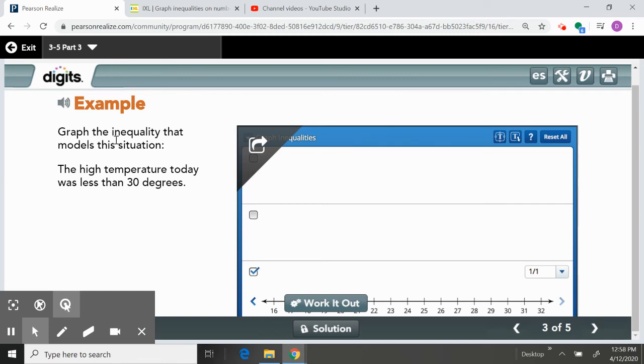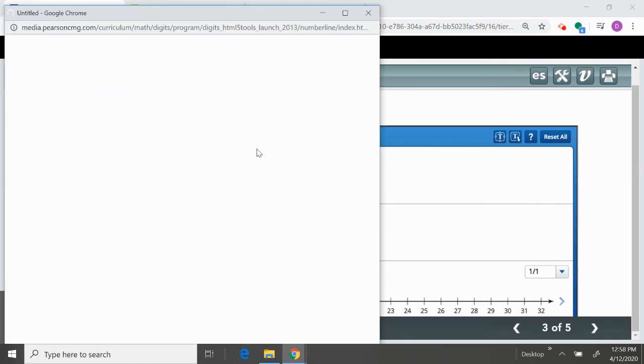So it says graph the inequality that models this situation. The situation says the high temperature today was less than 30 degrees. So there's our keywords there, less than 30 degrees. So was it more than 30 degrees? No. Was it 30 degrees? No, it was less than 30 degrees. So how would we show that on a number line?